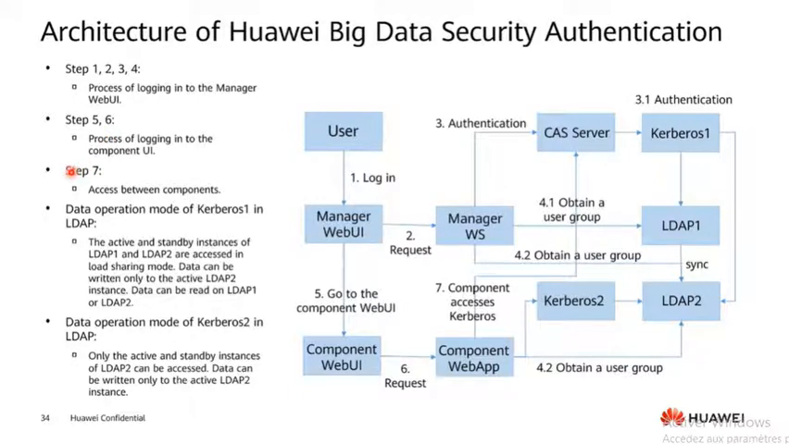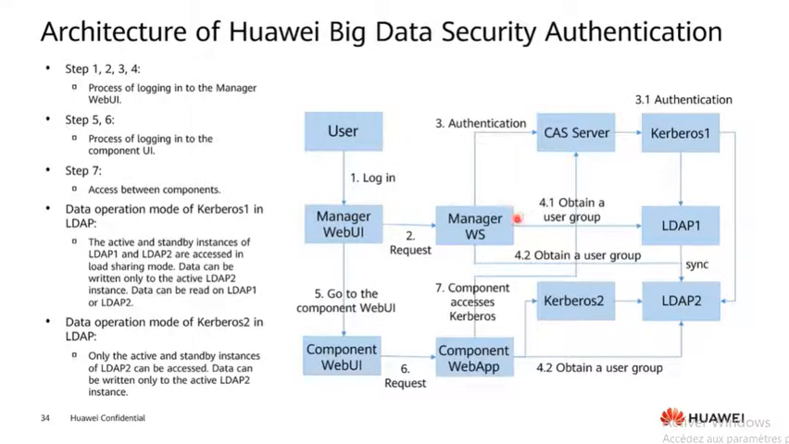access between components. In these several processes, job security authentication needs to be provided by Kerberos as well, and LDAP 1 as well as LDAP 2 are deployed to improve reliability. If the OMS or the node where LDAP is deployed in the cluster is faulty, you can still log into Manager to perform basic O&M operations. The two LDAPs are not roles to each other. LDAP 1 as a process is managed by OMS, while LDAP 2 as a component is managed by the cluster.